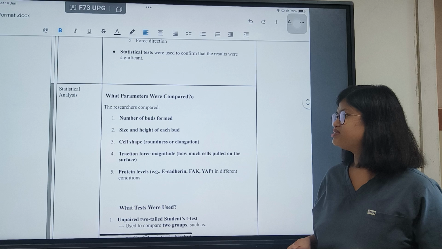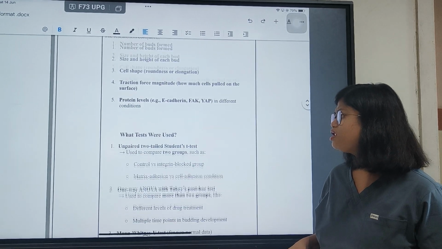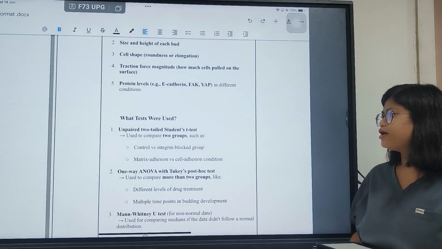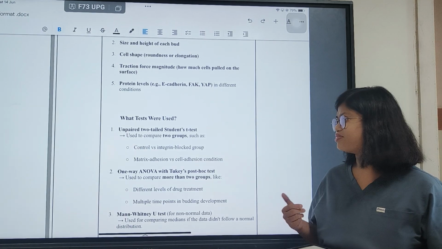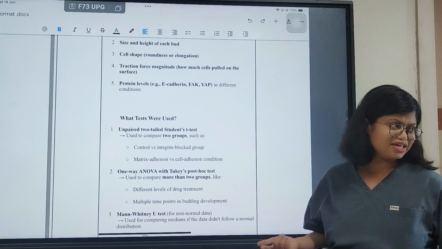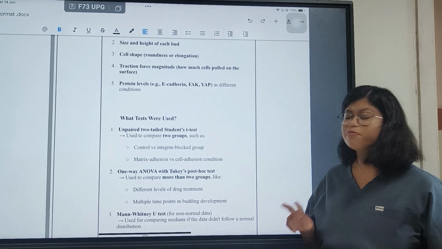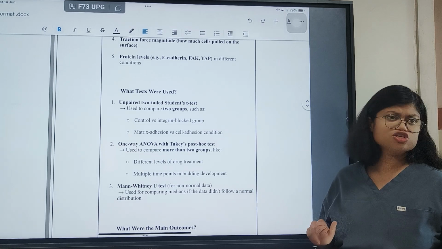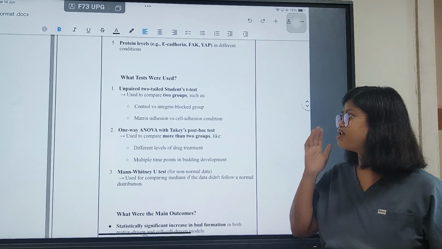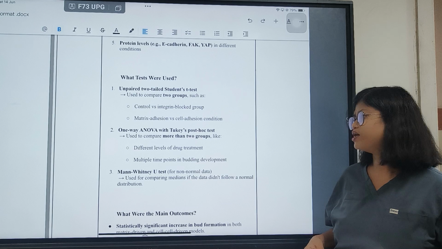What statistical tests did they use? The first one was the unpaired two-stage Student t-test for the control group and the integrin block group for the ECM one, and for the matrix addition group and the control group for the cell-to-cell addition group. They compared statistical analysis using a two-tailed Student t-test.